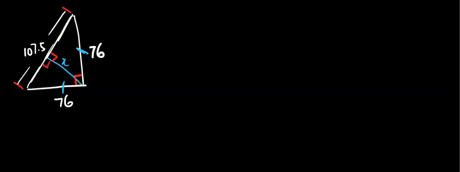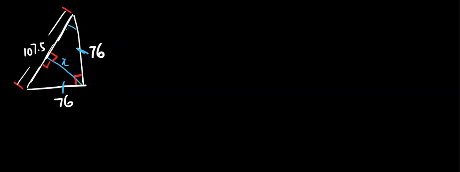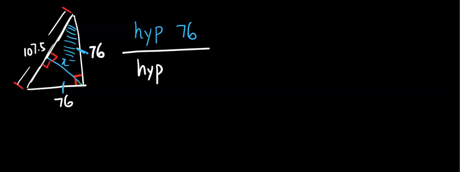Now I'm going to set up. I'm going to get some color. I see this blue triangle. 76 is its hypotenuse. So I say hypotenuse, that's 76. I see the white triangle. The hypotenuse is 107.5 units. Now, I go back to the blue triangle. In the blue triangle, the x is one leg. Okay, so I'm going to say that's a leg in the blue triangle. That's x.